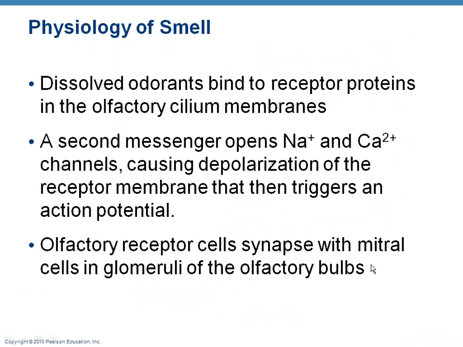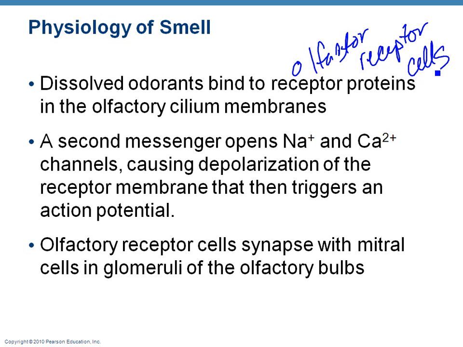And that's exactly what this slide says. It says dissolved odorants bind to the receptor proteins of the olfactory cilia membrane. What are the receptor proteins? The receptor proteins, you should be thinking, what's that cell? What's the bipolar neuron? So we should be thinking olfactory receptor cells.